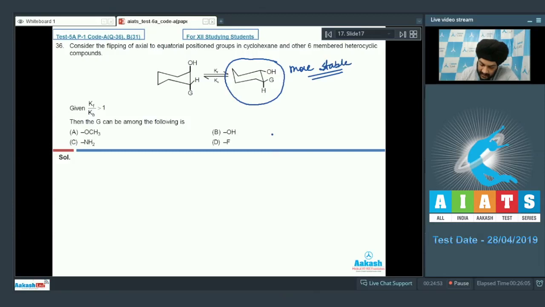So if you look at the options, OCH3 can form a hydrogen bond, OH can also form a hydrogen bond, NH2 can also form a hydrogen bond, and F can also form a hydrogen bond. So students, for question number 36, we have to select all of these options as the correct answer. Let us look at the next question.